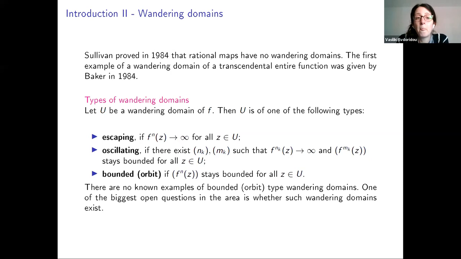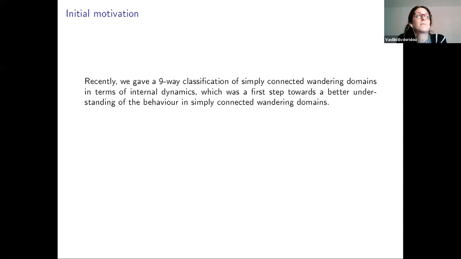Right, so Bergweiler, Rippon and Stallard gave a detailed description of the dynamics in multiply connected wandering domains. Recently, a couple of years ago, we started studying the internal dynamics of simply connected wandering domains, again joint work with the same colleagues. And we ended up with a nine-way classification of simply connected wandering domains. We classified them in two different ways: in terms of hyperbolic distances between orbits of points, and in terms of converging to the boundary or not.